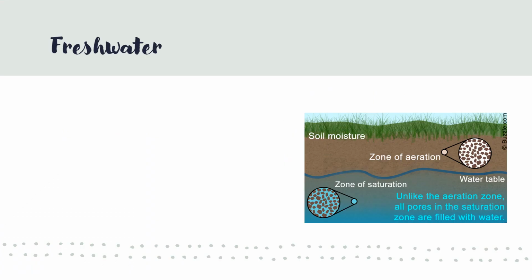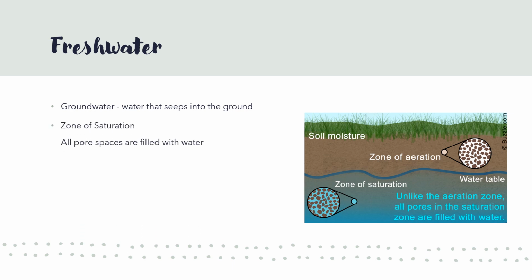So groundwater is water that seeps into the ground and fills up open spaces and rocks. It also fills up sediments and soil beneath the Earth's surface. So we have what we call the zone of saturation. The zone where all pore spaces are filled with water is known as the zone of saturation. The zone where pore spaces contain air and water is called the zone of aeration. And the surface that separates the two zones is known as the water table.